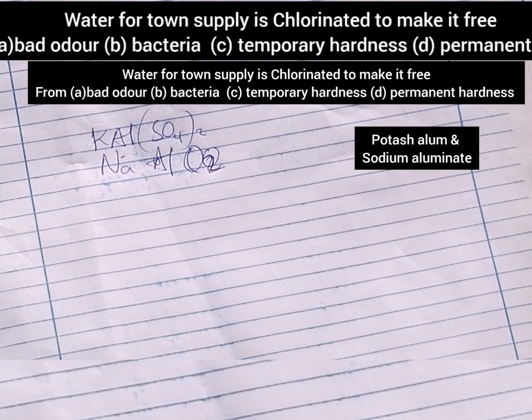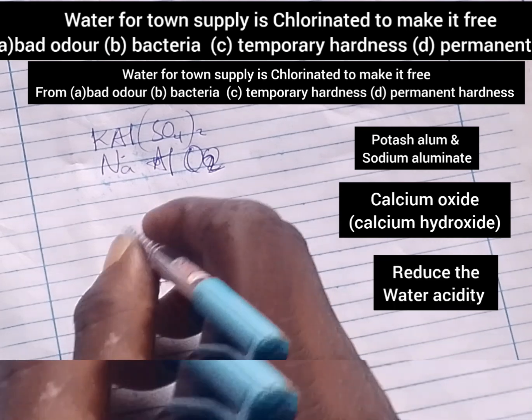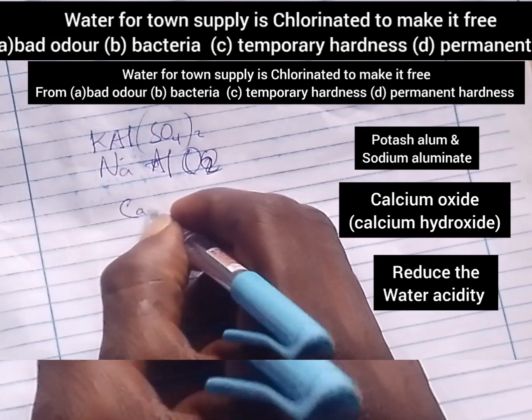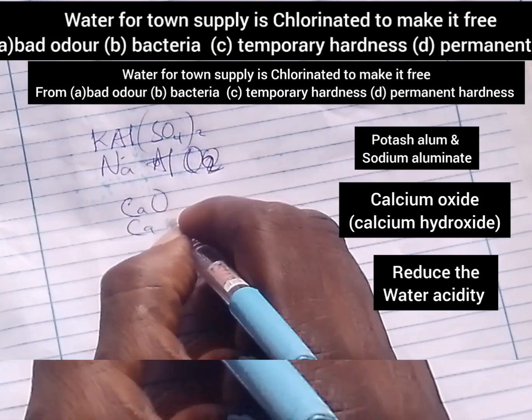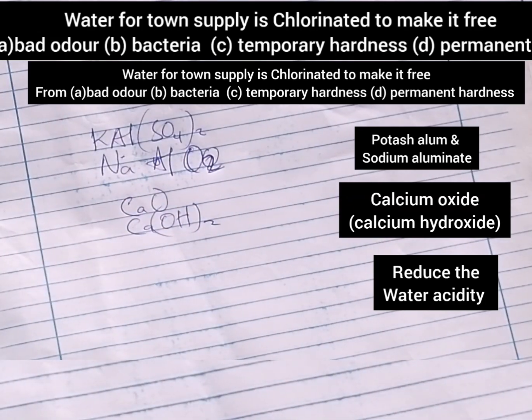Another set of chemicals that needs to be added to water is calcium oxide or calcium hydroxide. You can agree with me that these two are bases or alkalis, and the purpose of adding them is to reduce the acidity of that water. We have calcium hydroxide, this is the calcium hydroxide, and it is added in order to reduce the acidity of the water.